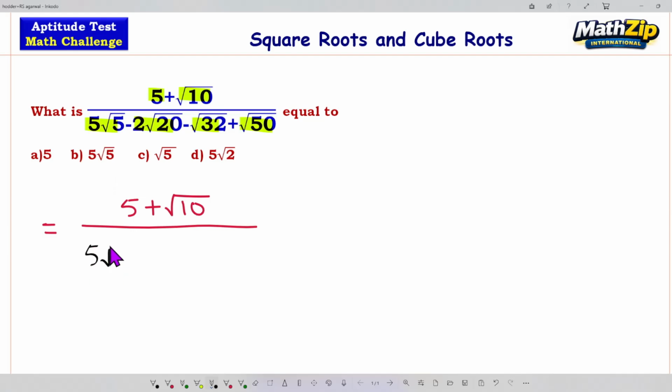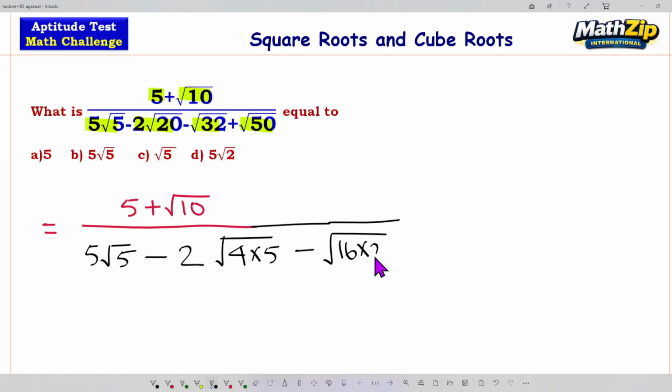Then 5√5 − 2√20: this 20 we can write as 4 times 5, minus this 32 we can write as 16 times 2, plus this 50 we can write as 25 times 2. Why? Because we are trying to find perfect squares. 4 is a perfect square, 16 is a perfect square, and 25 is a perfect square.